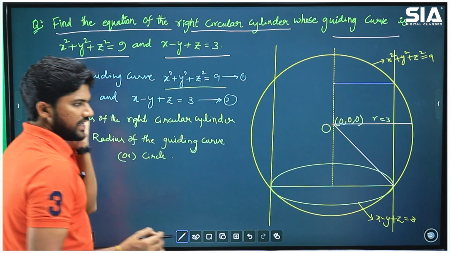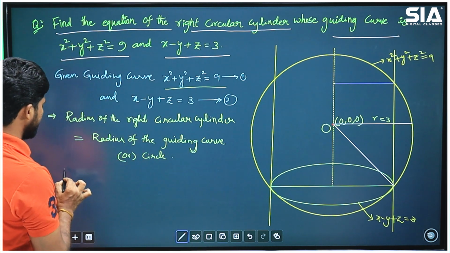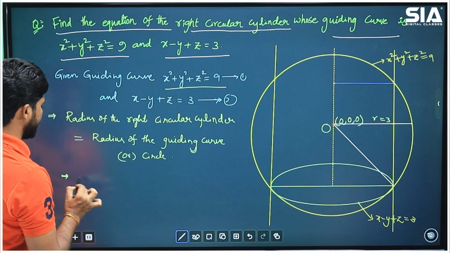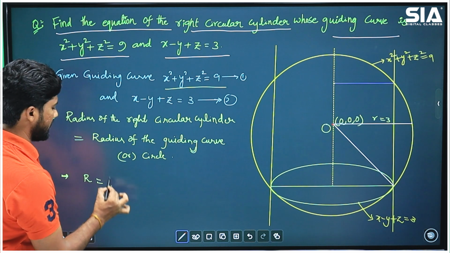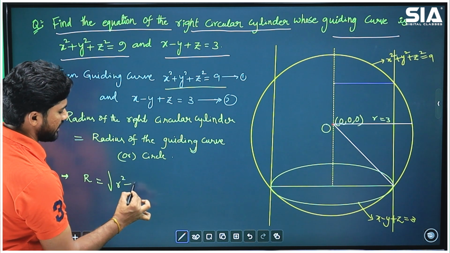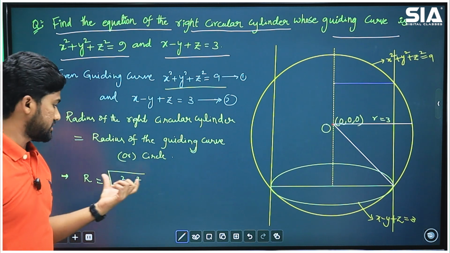So first of all we have to find the radius of the right circular cylinder. To find the radius of the right circular cylinder, what is the formula actually? We can write capital R is equal to under root of small r square minus p square. So this is the radius.